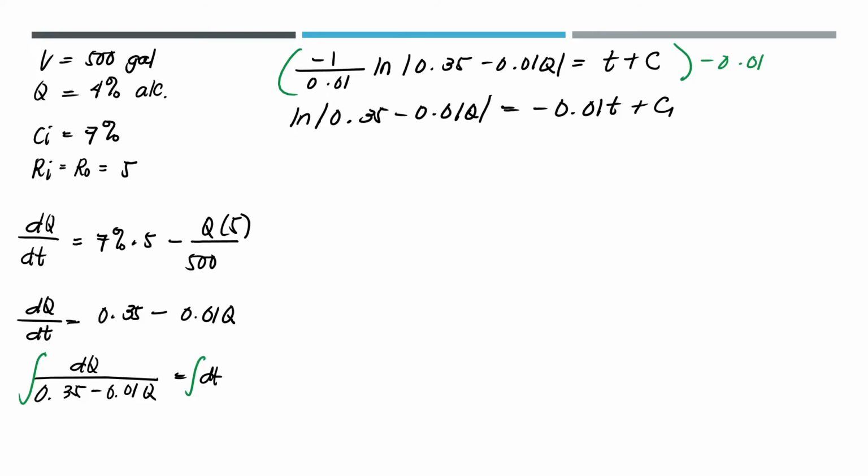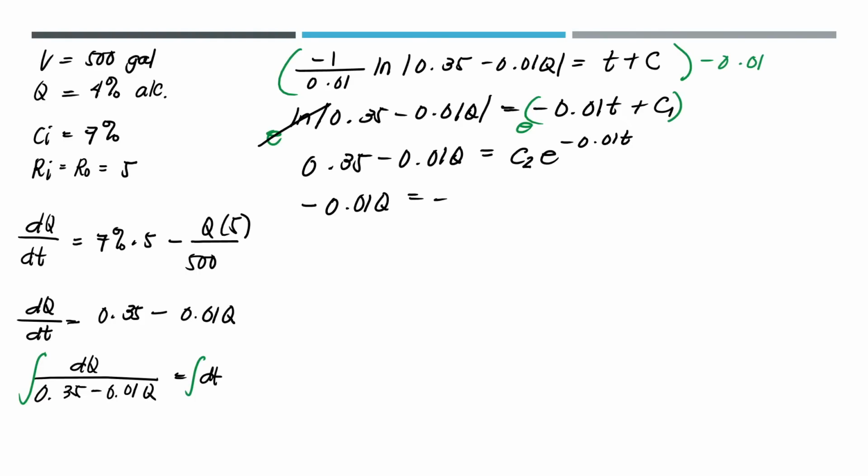Now, let's use the E property para makancel natin si ln. So, we have 0.35 minus 0.01 Q, which is equivalent to C sub 2, yun yung e raised to C sub 1, times e raised to negative 0.01t. Then, lipat nyo lang yung 0.35, so we have negative 0.01 Q is equal to negative 0.35 plus C2 e raised to negative 0.01t.